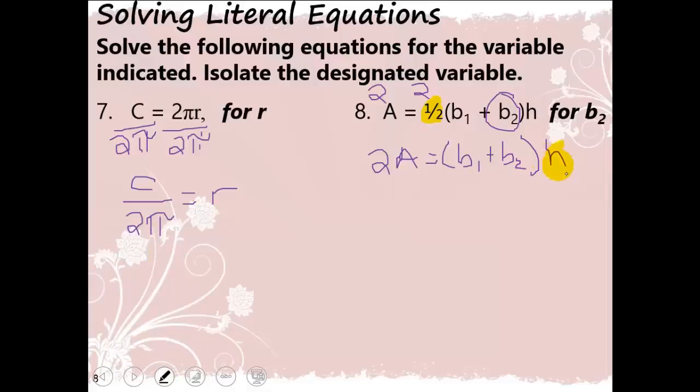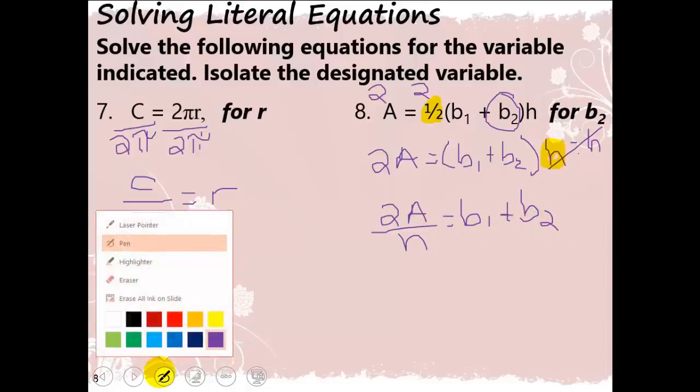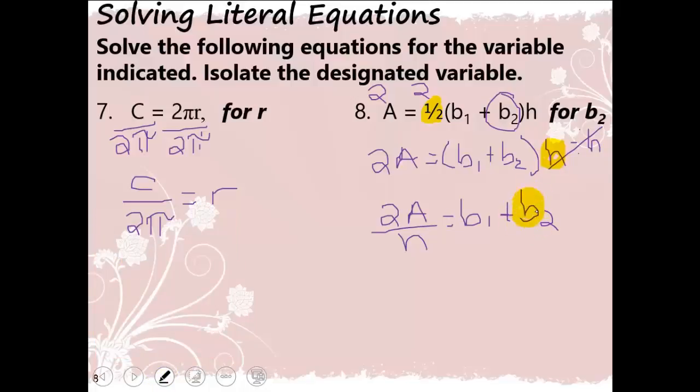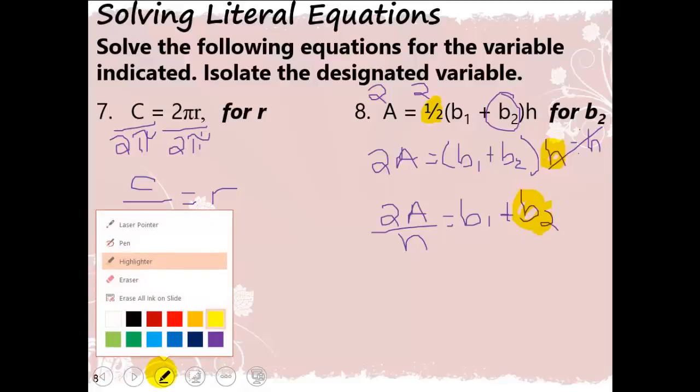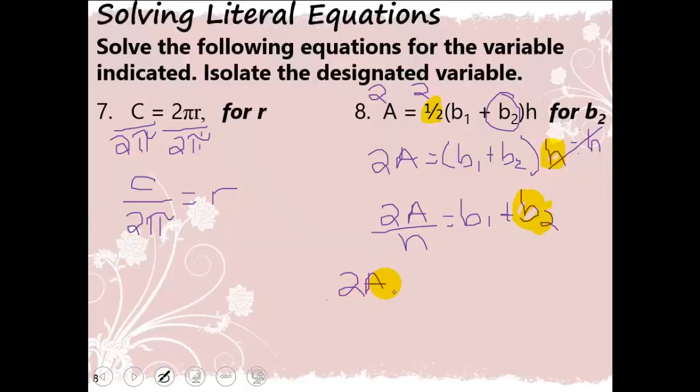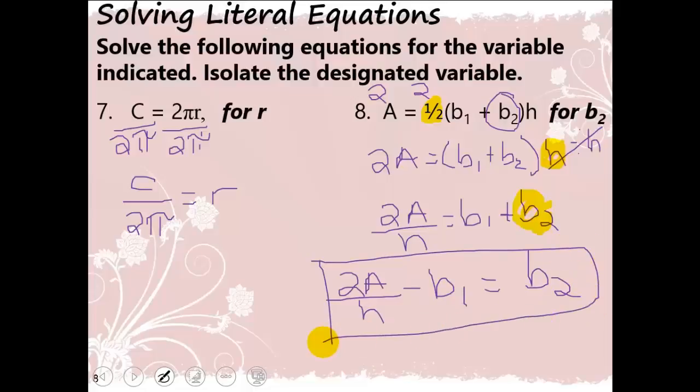Now I need to get rid of this h. How do I undo multiplication by h? Well, I'm going to divide by h. So that means I'm going to go 2a divided by h. I'm going to divide this side by h. They're going to cancel, is equal to b1 plus b2. How do I get b2 all by itself? I want this alone. What am I going to do? I'm going to subtract off b1. So I get 2a divided by h minus b1 is equal to b2, and you're done. You solve for b sub 2.